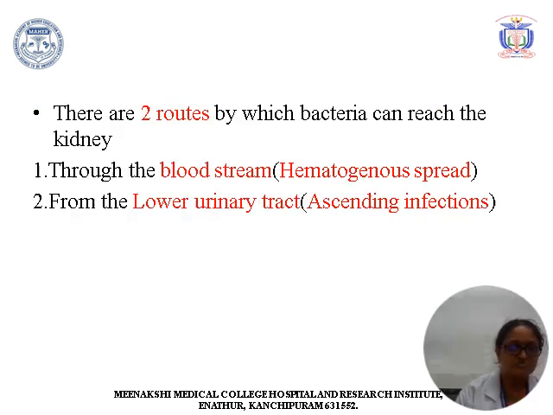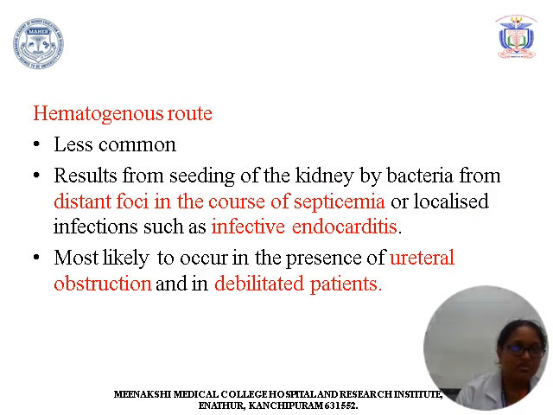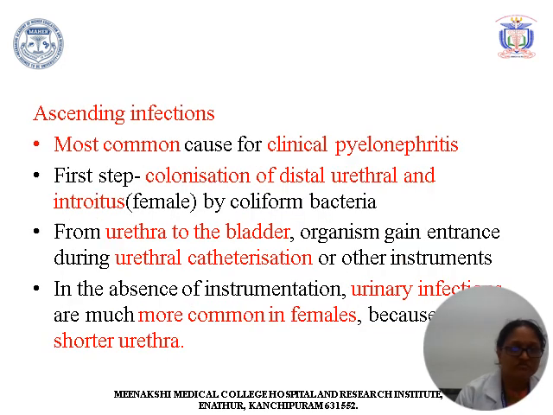infection. There are two routes by which bacteria can reach the kidney: through the bloodstream, known as hematogenous spread, and from the lower urinary tract, known as ascending infection. The hematogenous route is less common. It results from seeding of the kidney by bacteria from distant foci in the course of septicemia or localized infections such as infective endocarditis. Most likely to occur in the presence of ureteral obstruction and in debilitated patients.